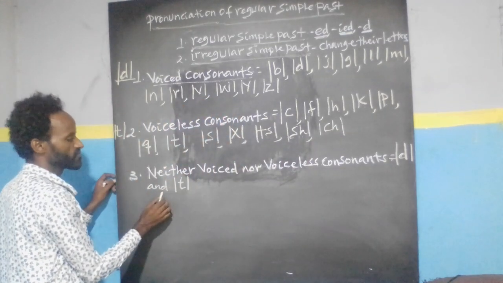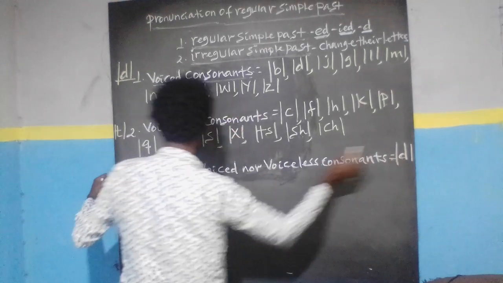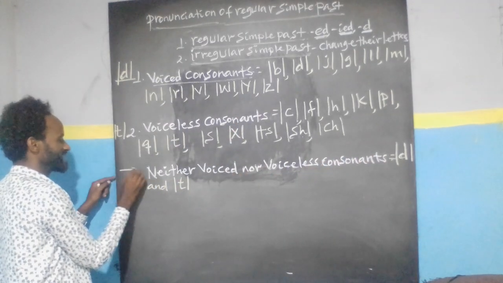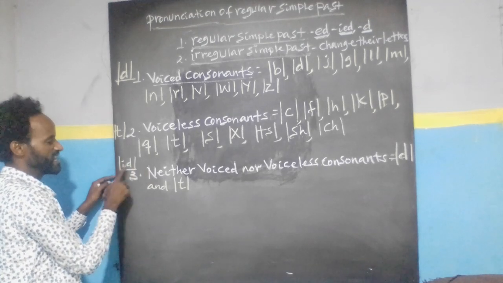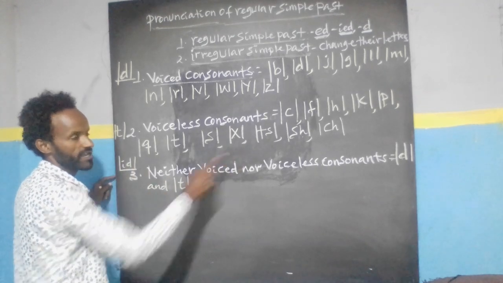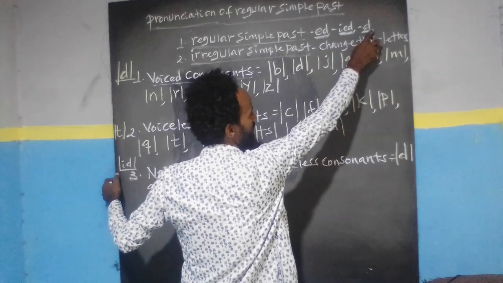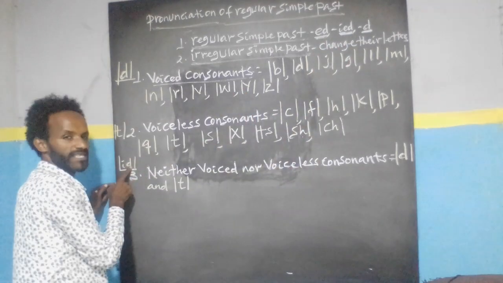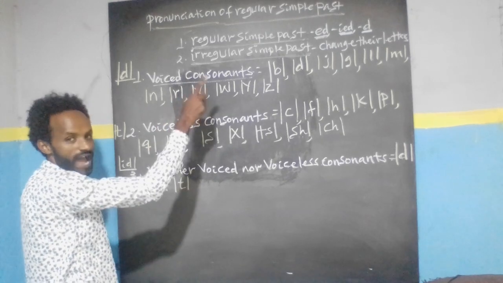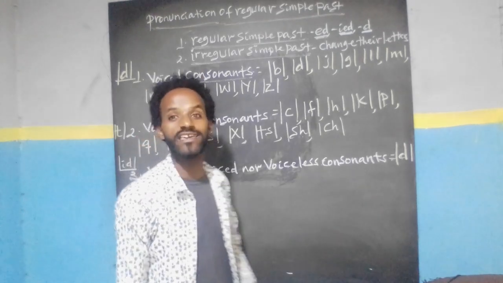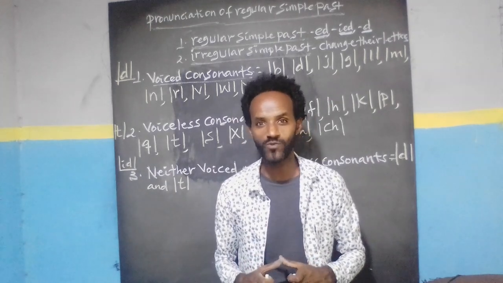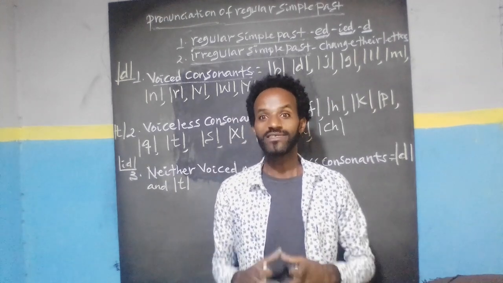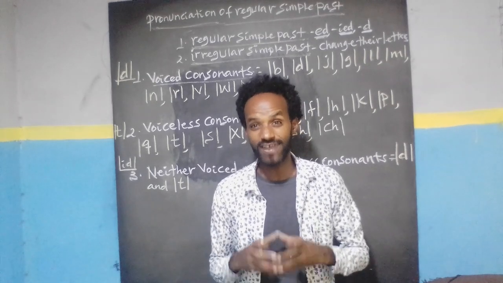And if it ends with T and D, we pronounce it with the id sound. Don't forget this, okay, class? If it ends with D and T, before adding ED and IED, you pronounce that sound as the ed sound or id sound. Don't say ied.